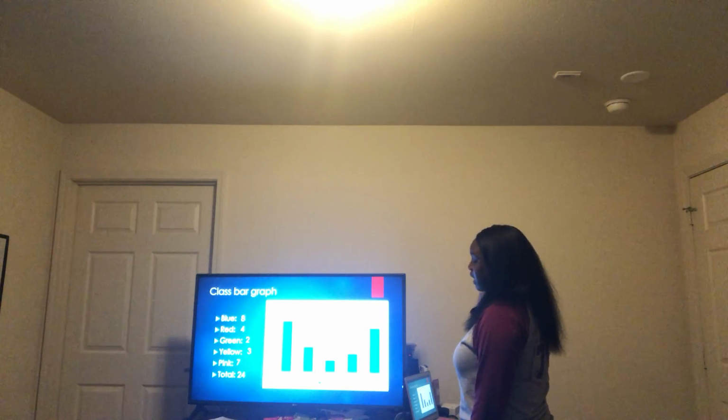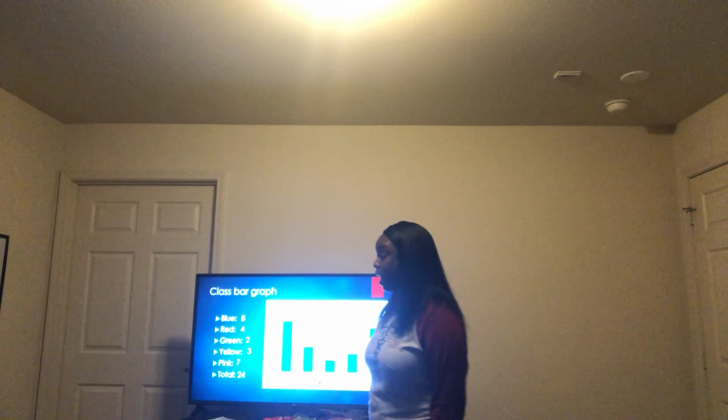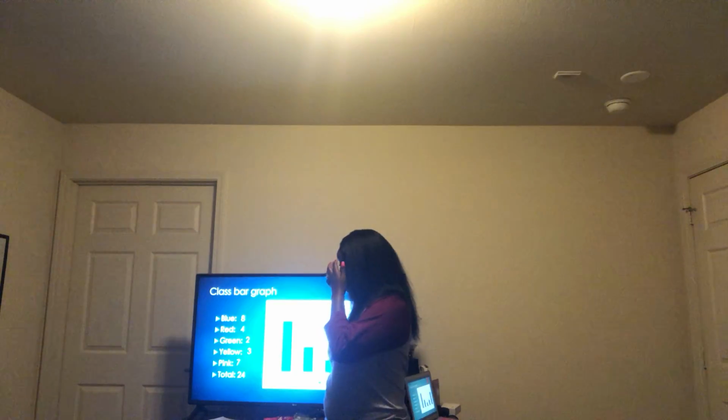On my x-axis, I put the colors, right? So we had blue, we had red, we had green, we had yellow, and we had pink, right? And then on my y-axis, I have the number of students.